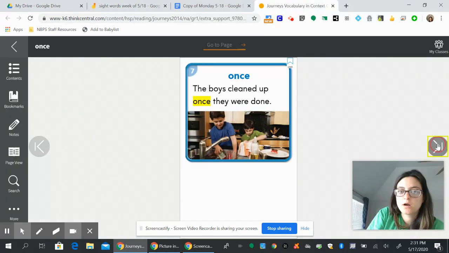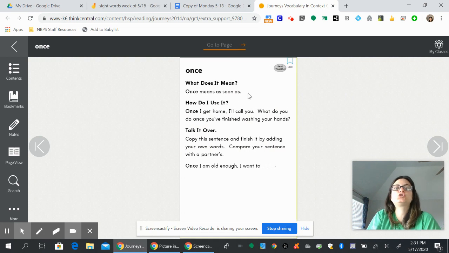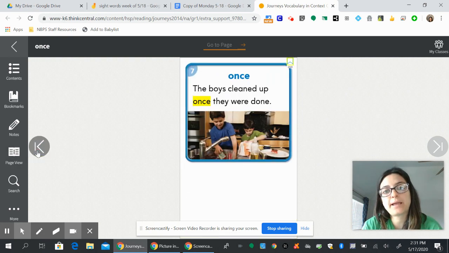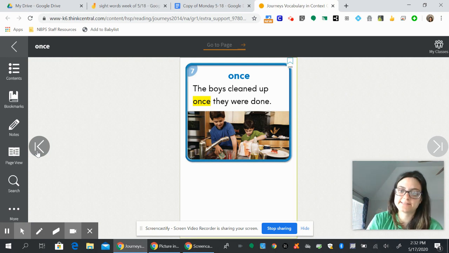Or it means as soon as. So once I'm done with my homework, then I can have a snack, right? So the boys cleaned up once they were done. So right away, they cleaned up. I'm sorry, they ate their dinner and then they cleaned up once they were done.